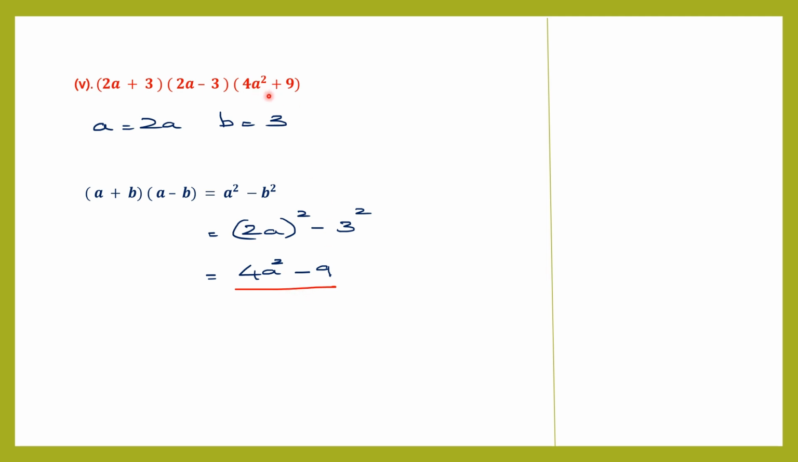Now with this answer we're going to multiply the next binomial. So let's write that question here. The answer that we got after multiplying the first two binomials is 4a square minus 9. Let's put this into brackets. Now we're going to multiply with the next, third binomial, which is 4a square plus 9. So here again, can you see that the first term is the same, the second term is the same. Here it's a difference and here it is the sum. That means again we can apply the formula. So this will be a and this will be b this time. So a is equal to 4a square and b is equal to 9.